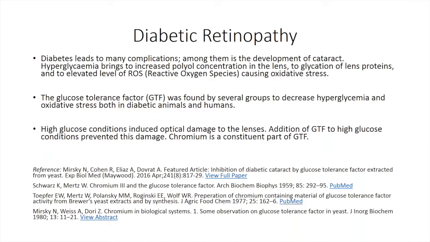So in addition to antioxidants already discussed, there may be other nutrients and foods of importance to prevent diabetic retinopathy. So this is particularly where chromium comes to the fore, and it seems that chromium as a constituent part of glucose tolerance factor may decrease the high blood sugar and oxidative stress in both diabetic animals and humans. A number of different studies there on the benefits of chromium, which is why that was included in the list.